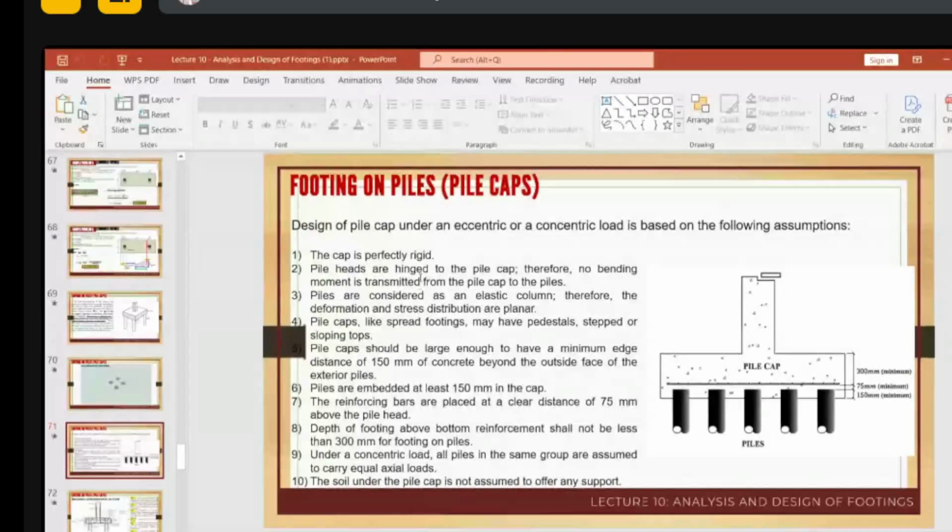So the cap should be perfectly rigid, and the pile heads are hinged to the pile cap. These pile heads are hinged to the pile cap so that we can avoid bending moment transmitted from the pile cap to the piles.